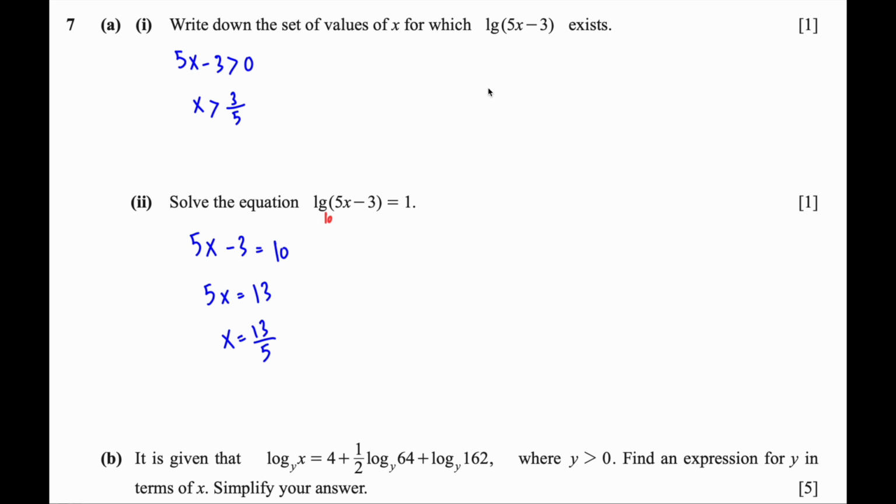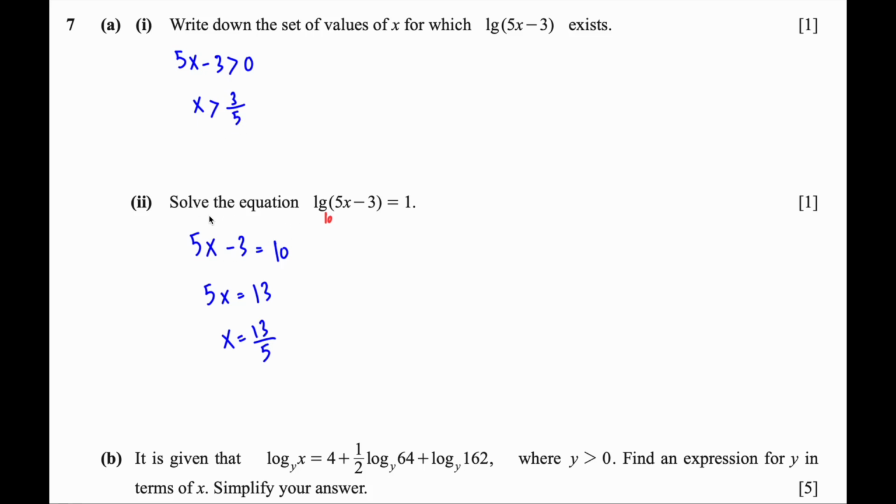I have to write down the set of values of x for which the logarithm of 5x minus 3 to the base 10 exists. So if you recall from the definition of logarithms, the argument of any logarithm should be greater than 0. So by doing that, I'm going to make x the subject of the equation. You bring 3 to the other side and divide both sides by 5. Therefore, we get x is greater than 3/5.